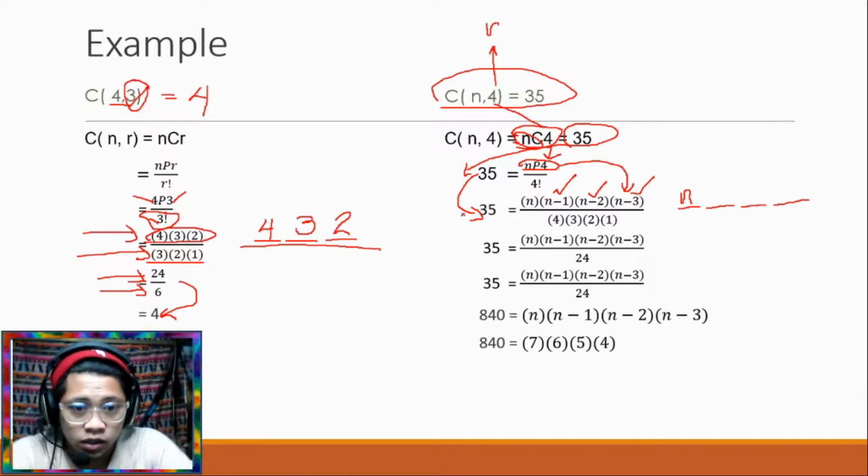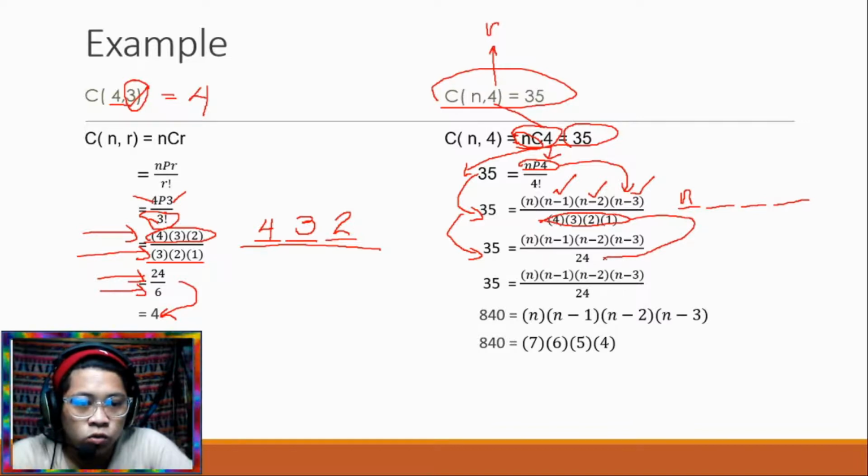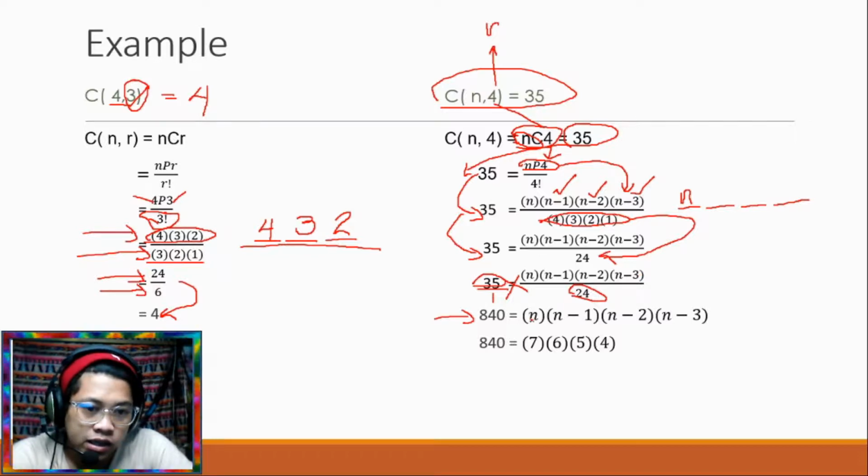Okay? So, kung okay na tayo doon, proceed tayo dito. Bring down lang tayo kay 35. Tapos, isimplify natin si 4 times 3 times 2 times 1, which is equal to 24. Next, gawin natin, 35 is over 1, then do cross multiplication. So, 35 multiplied by 24 is equal to 840. Then, 1 times n times n minus 1 times n minus 2 times n minus 3 is n times n minus 1 times n minus 2 times n minus 3.